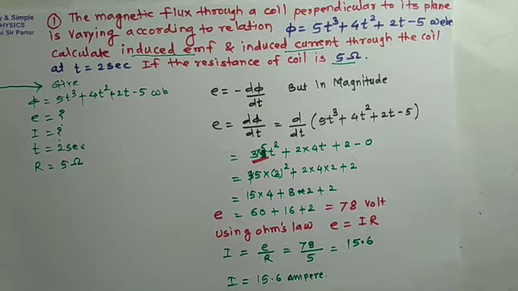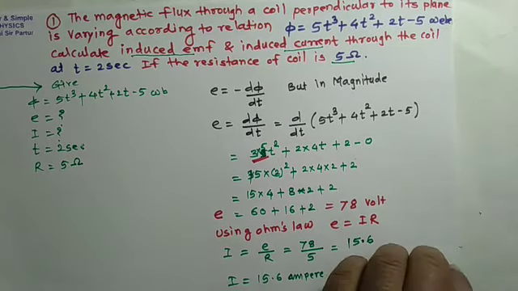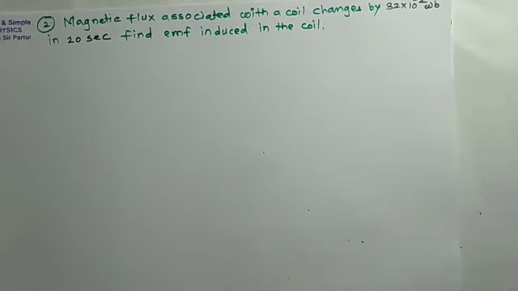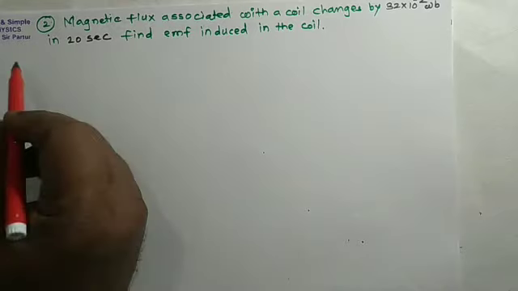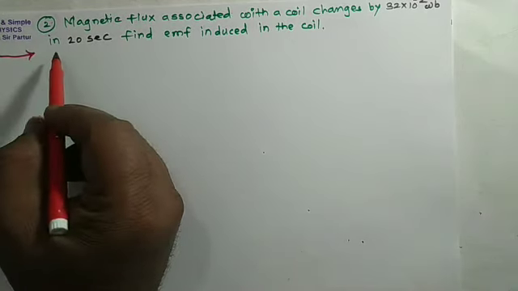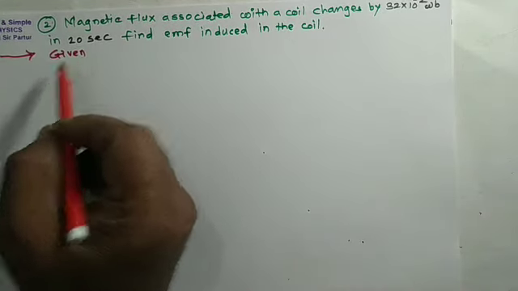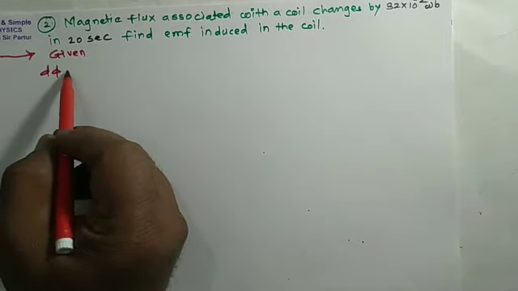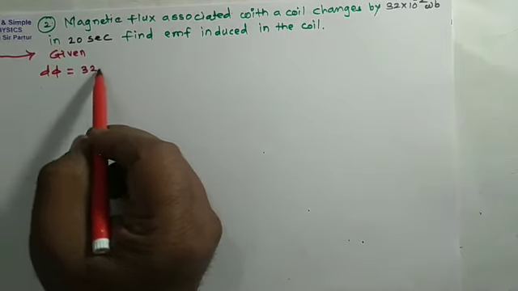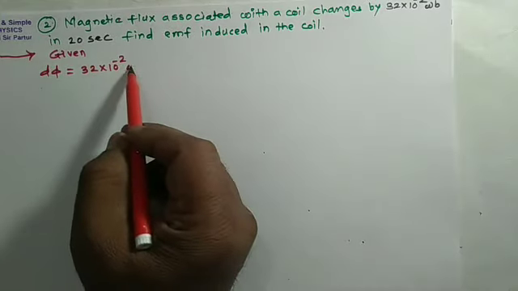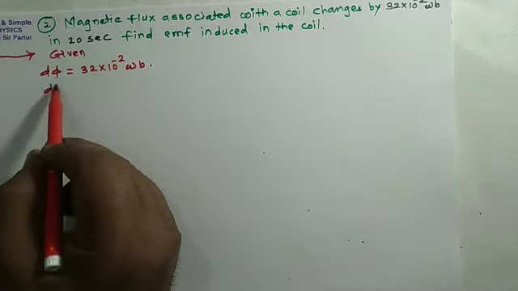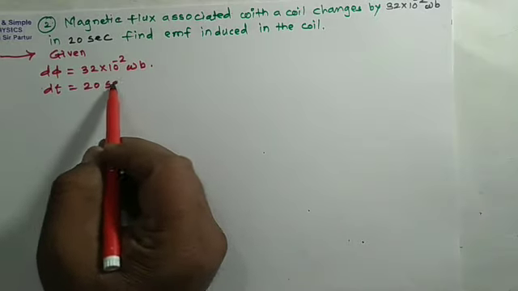that is the current. So second numerical will be seen, that is if magnetic flux associated with coil changes by 32 into 10 to the power minus 2 Weber in 20 seconds, find EMF induced in the coil. So here in such problem given, change in magnetic flux is given as 32 into 10 to the power minus 2 Weber, and time is given as 20 seconds.